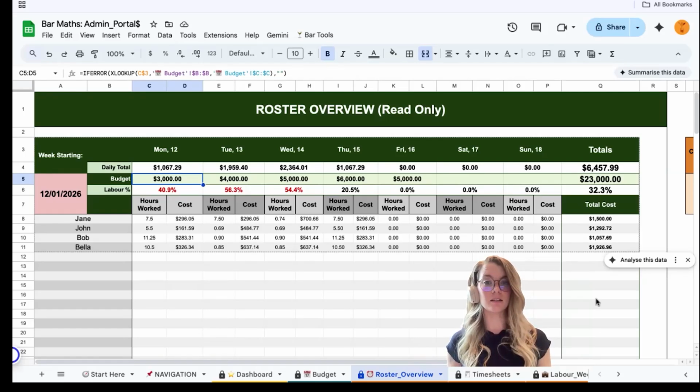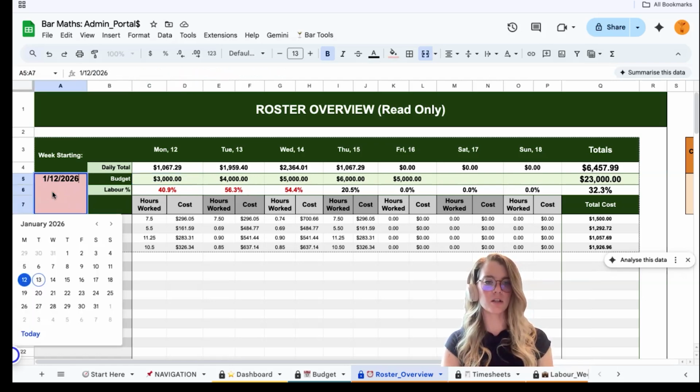Let's have a look at the different reporting that you can get from the labor aspects and the labor reports in the sheet. First of all, once you've got your roster in and you've got a budget in as well, you will be able to see different roster metrics. In here, I've designed a roster overview. Now this is read only.